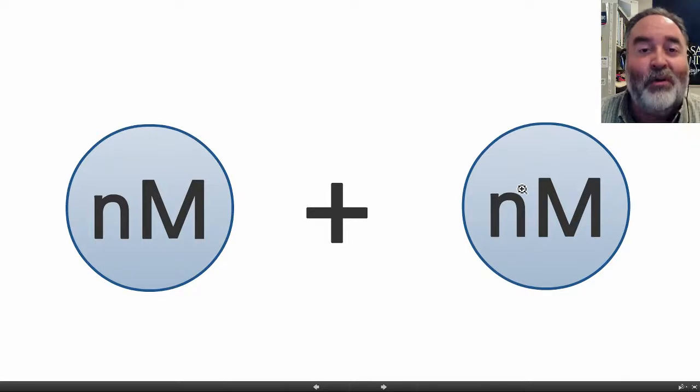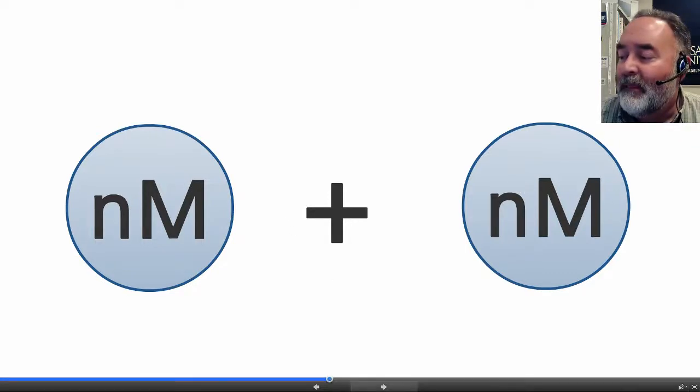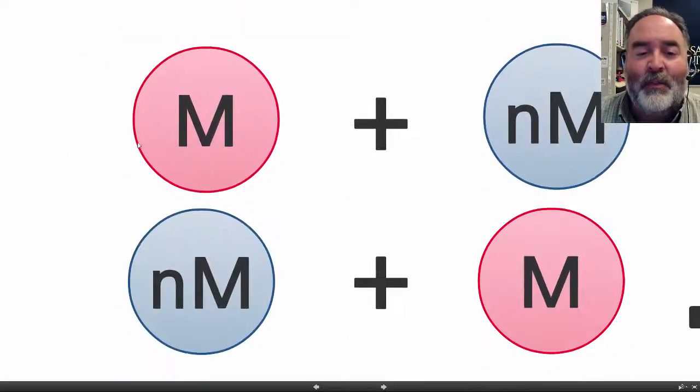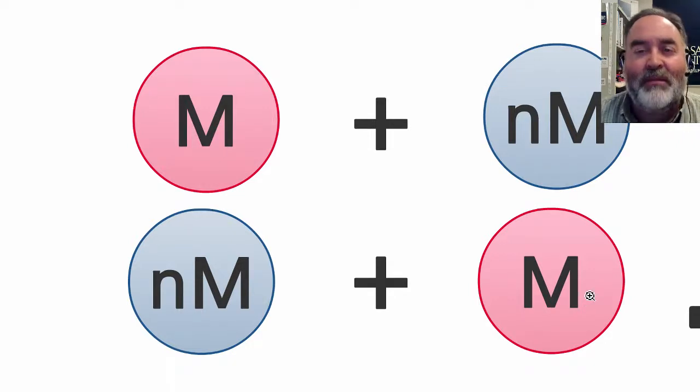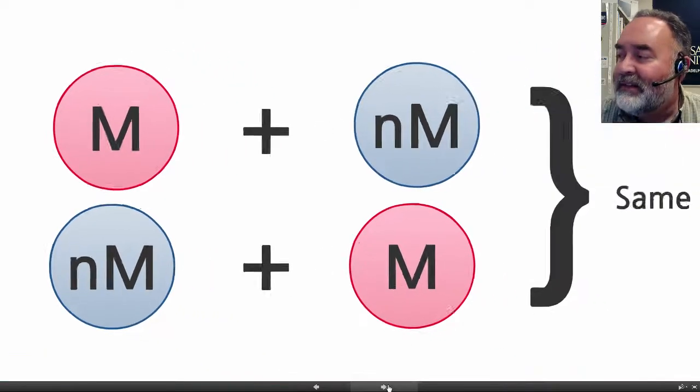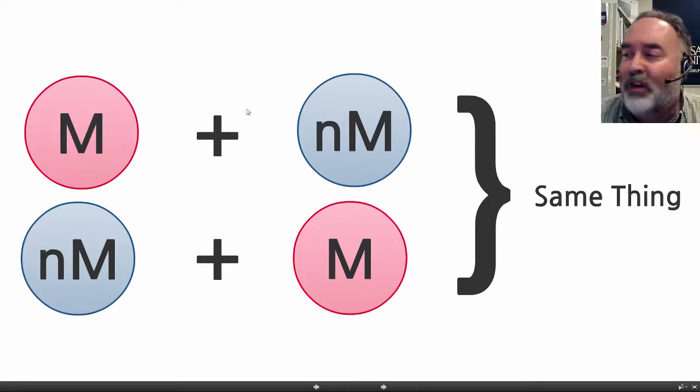That's a nonmetal with a nonmetal. That's type number two. And then we have a metal with a nonmetal, or a nonmetal with a metal, right? That's the four combinations: metal with metal, nonmetal with nonmetal, metal with nonmetal, and nonmetal with metal. That's four. However, these guys are the same thing. Doesn't matter who goes first. Metal plus a nonmetal, or nonmetal plus a metal, reading backwards, is still the same thing. So we're back to this idea of three again.